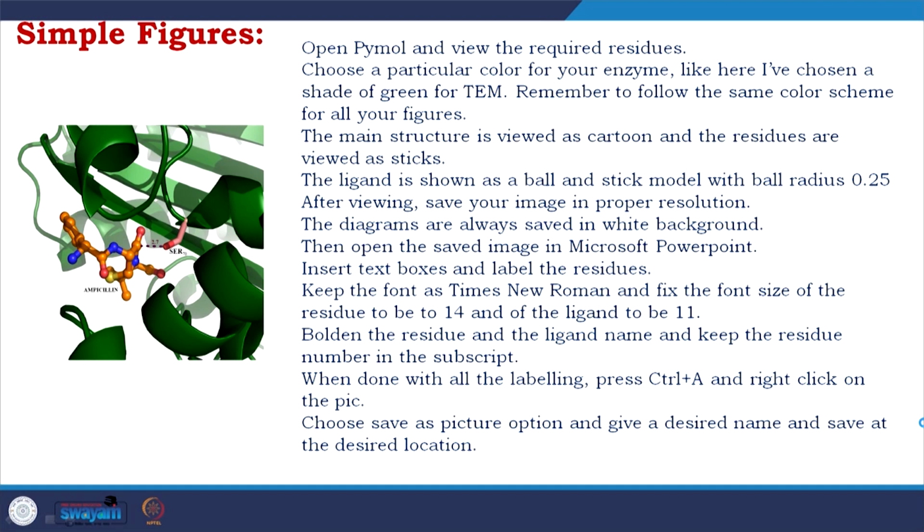When done with all the labeling, press Ctrl A and right click on the pic. Choose save as picture option and give a desired name and save it at a desired location. So, this is one of the high resolution pictures developed, you could see. So, you could also follow the scheme and you could make a simple figure.